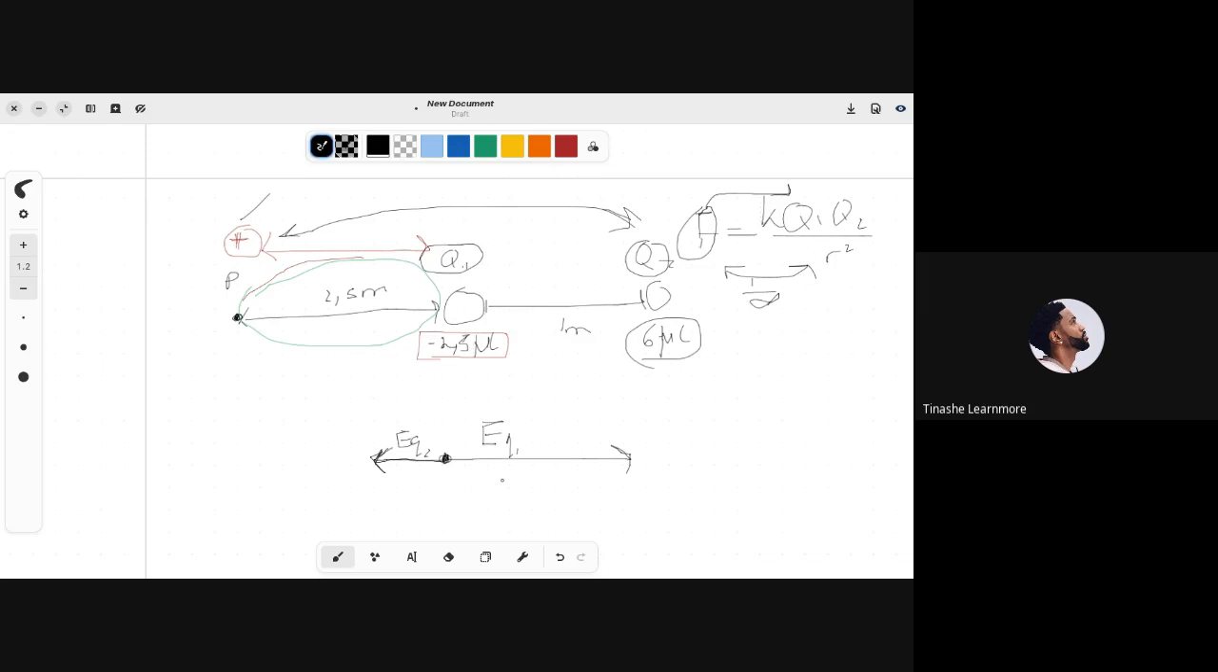Okay, any questions on the vector diagram? Any questions? All right, no questions then.